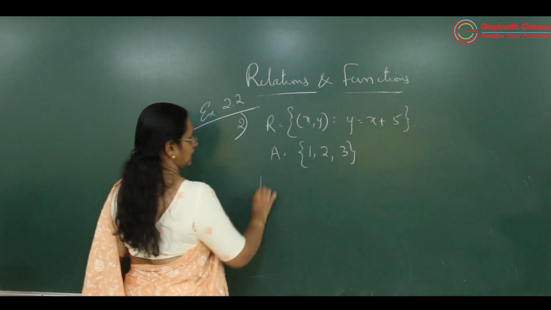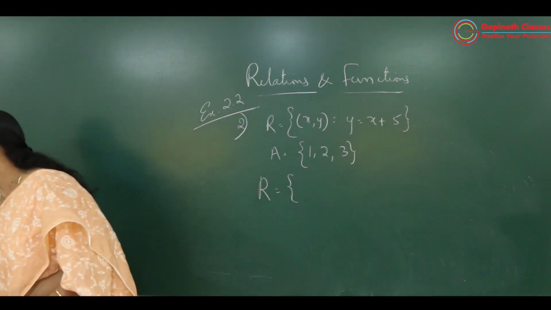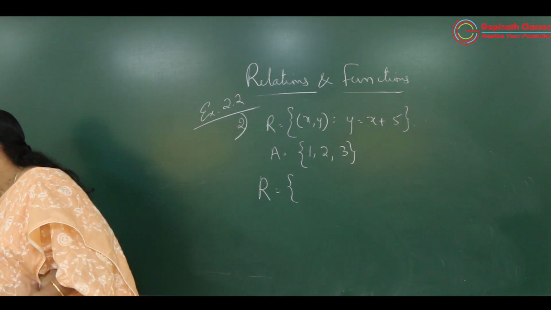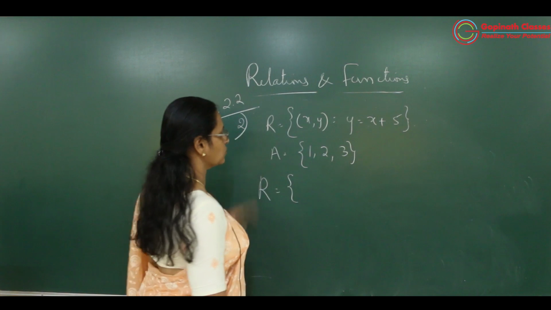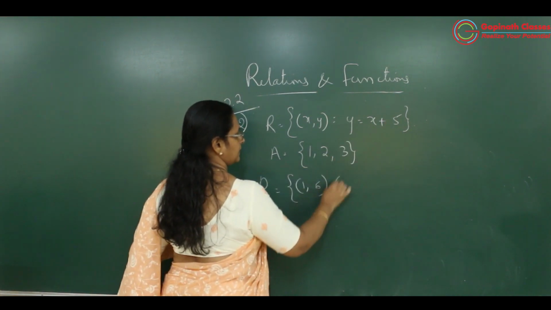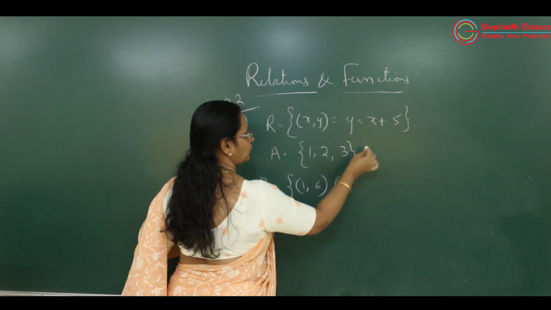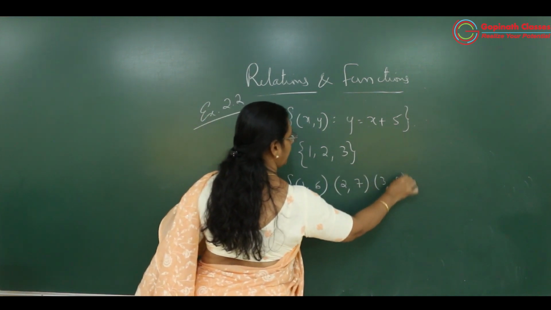So how will it come? What is the question? What do you have to find out? Write it in roster form, an arrow diagram, and write down the domain and range. Okay, write it in roster form. So let's take 1, 1 plus 5 will be 6, then 2, 2 plus 5 will be 7, then take 3, 3 plus 5 will be 8.